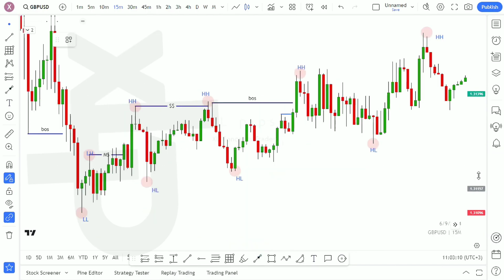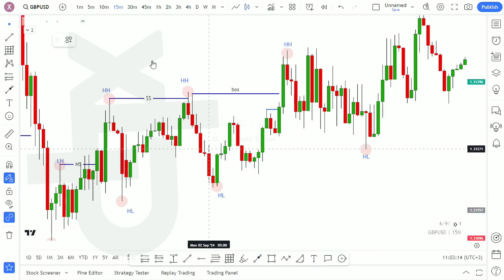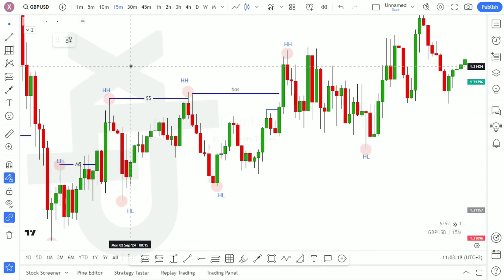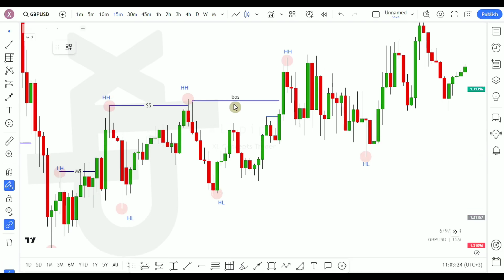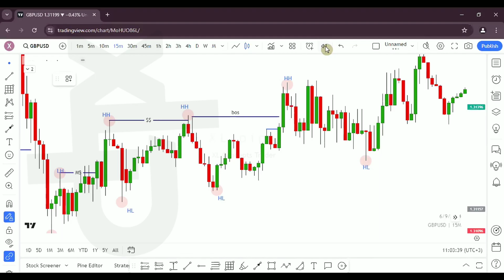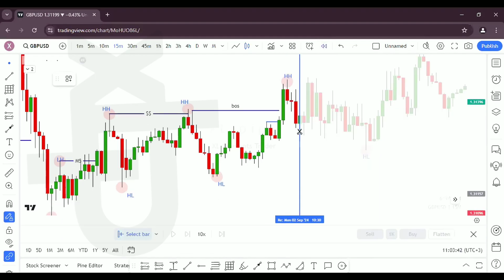Okay, but what happened here? Let's say this last break of structure here was our current area where the market formed the last break of structure. Now we are going to ask ourselves, where are we going to take our trade from? So let me just replay this.